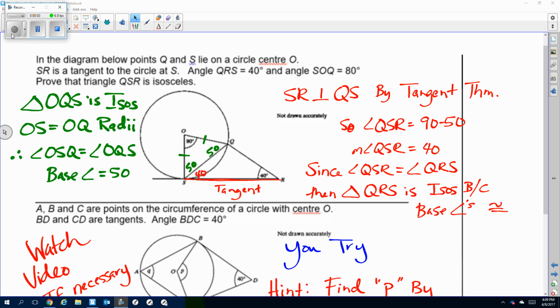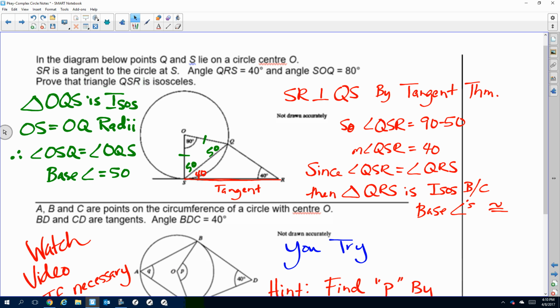Okay, for the next practice problems or examples you have in your green notes, we had this problem here that asked you to prove the triangle QSR was isosceles. So I went through some things that you need to be able to recognize: parts of a circle, special segments.